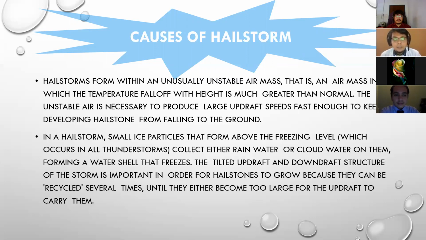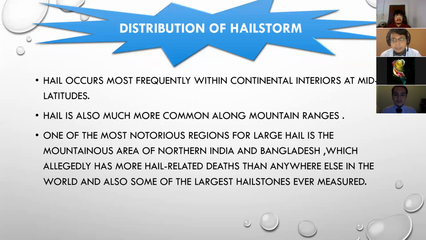In a hailstorm, small ice particles that form above the freezing level, which occurs in a thunderstorm, collect either rain water or cloud water on them, forming a water shield that freezes. The type of updraft and downdraft structure of the hailstorm is important in order for hail to grow because they can be recycled several times until they either become too large or the updraft weakens.